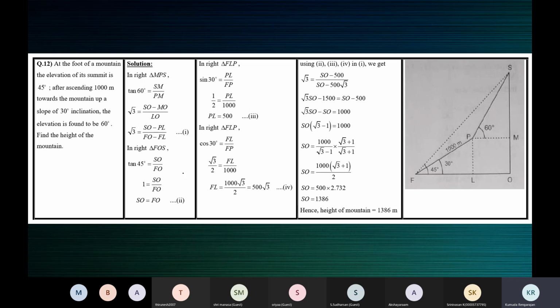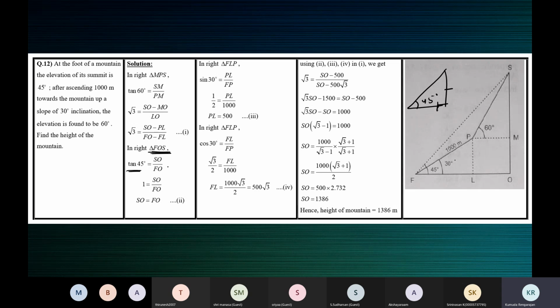And find the height. So see here, we take up this right triangle. Here I've taken up the whole right triangle. We said it's a right isosceles triangle, right? You can also use tan 45 degrees and show that this side is equal to this side. See here, in the whole triangle SFO, tan 45 degrees is equal to opposite by adjacent. Look at the figure, opposite by adjacent.